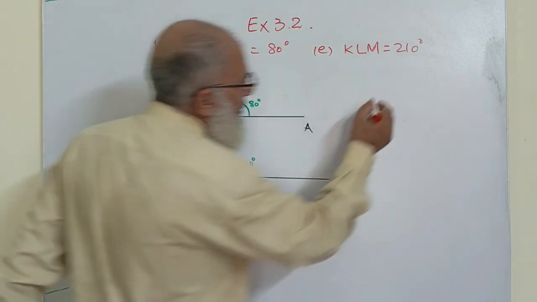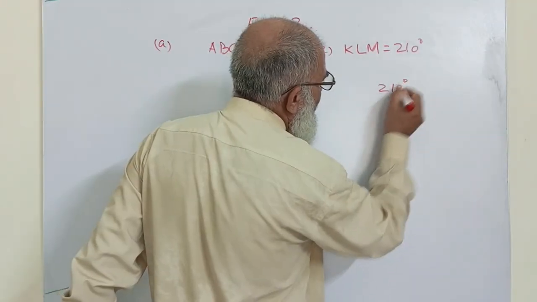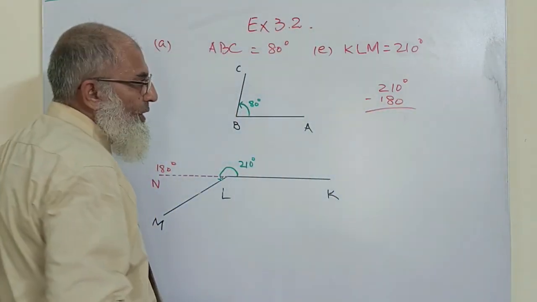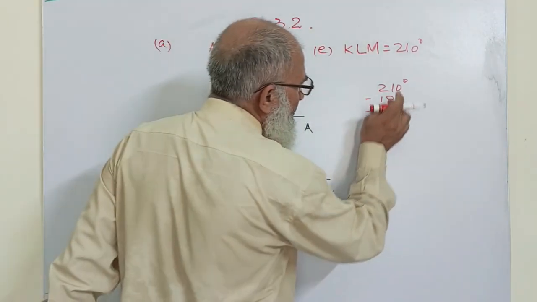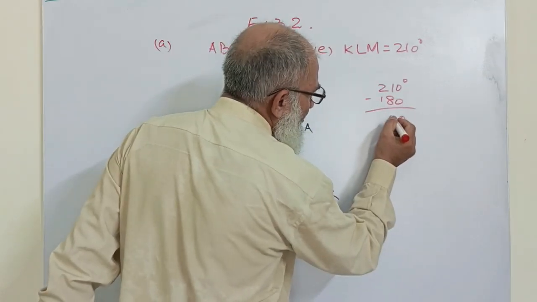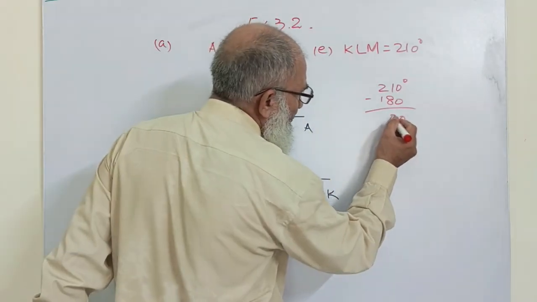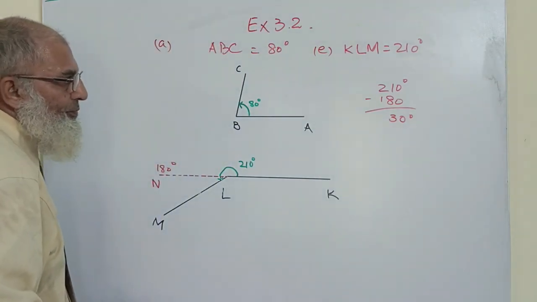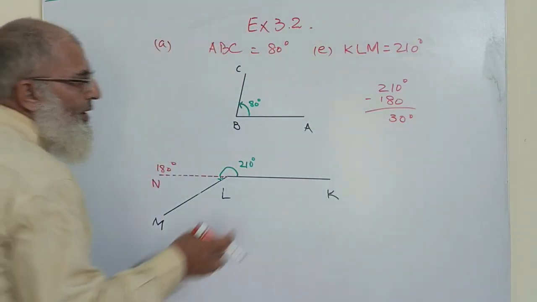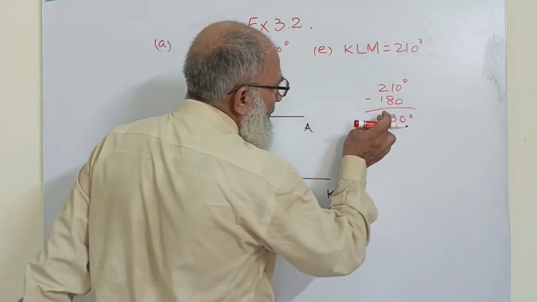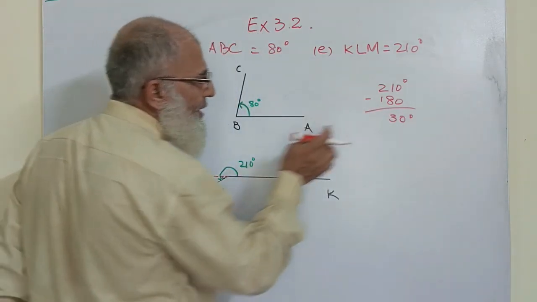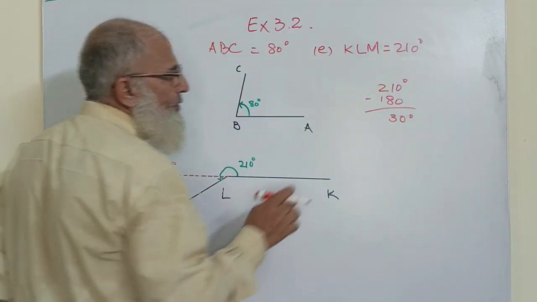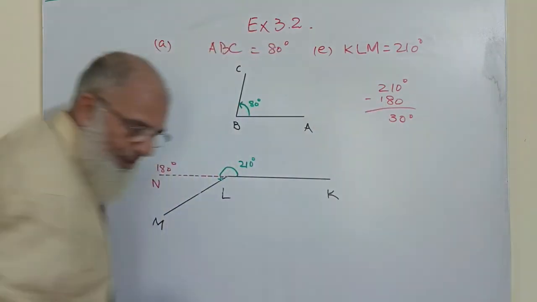Now KLN is 180 degrees. Just subtract 180 degrees from 210 degrees. The result will be 30 degrees. That means if we add 30 degrees to 180 degrees, it will become 210 degrees.